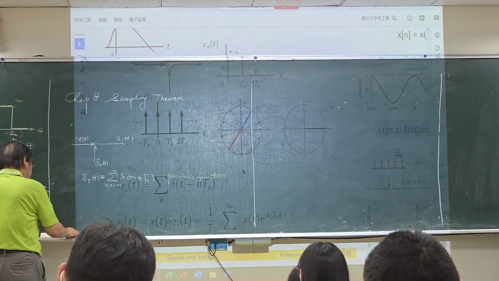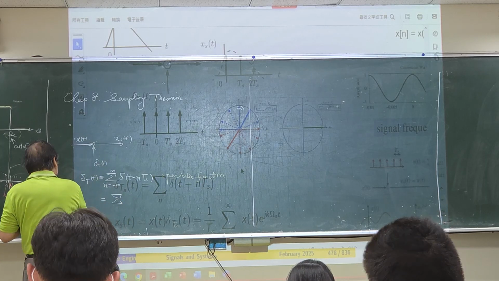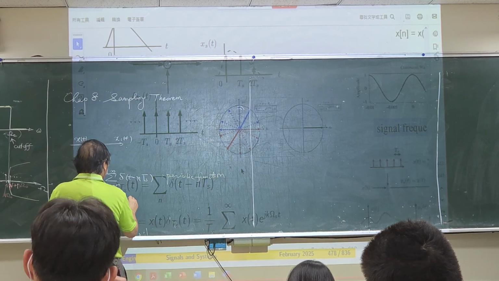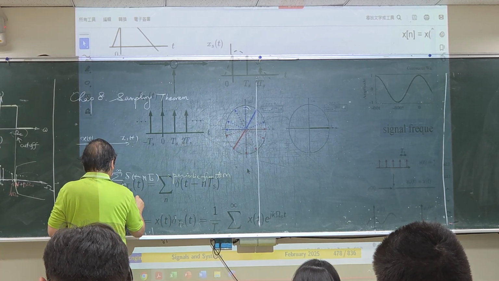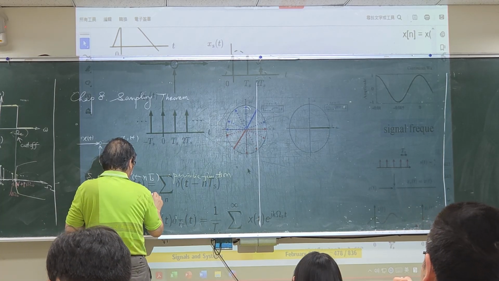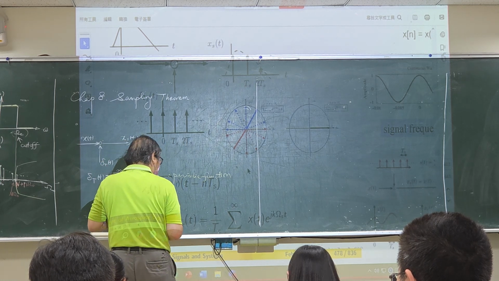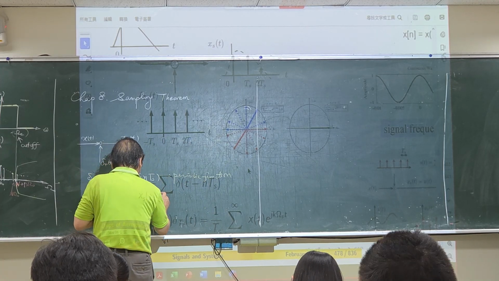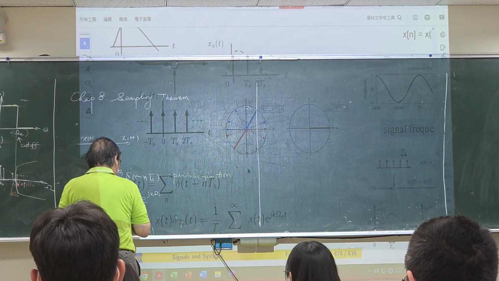So if it is a periodic function, then I'm able to convert it to the frequency domain. C sub k, then that's fine. And then e to the k times omega 0. Okay? Omega rotation. Omega came from negative infinity to positive infinity.